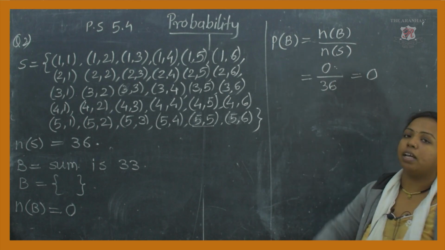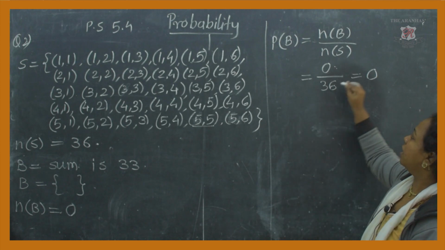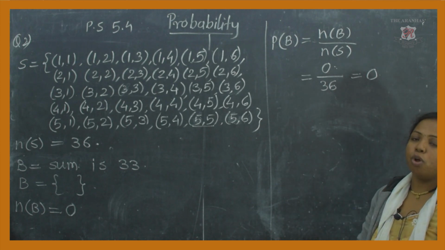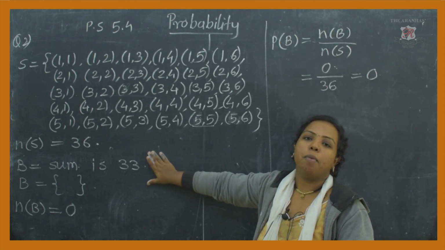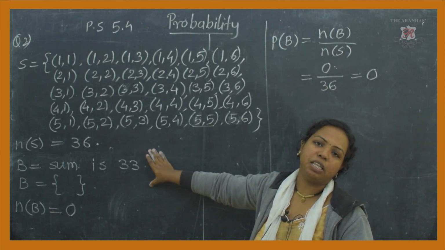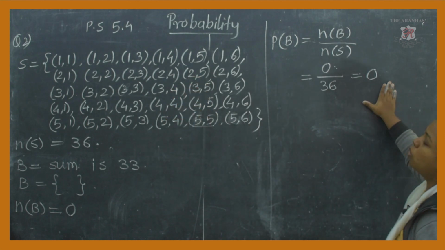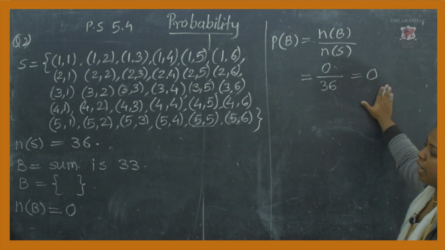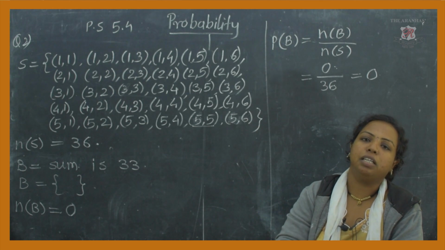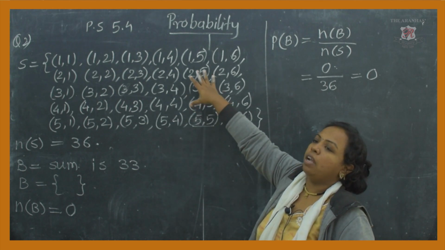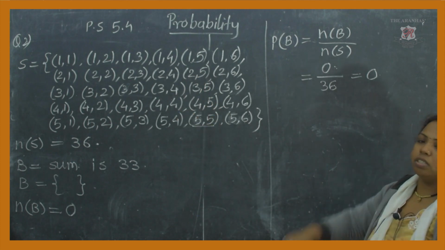But if the numerator is equal to 0 and the denominator is not equal to 0, then the answer is equal to 0. So, the probability or possibility to get this event for such a random experiment is equal to 0. Probability for event B, that the sum on the upper face is 33, for this experiment where two dice are rolled, is equal to 0.